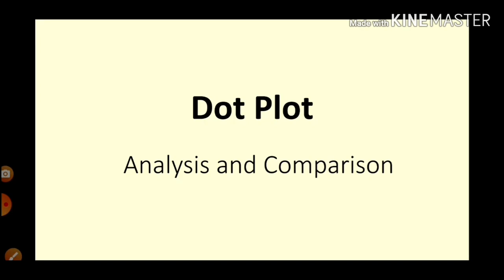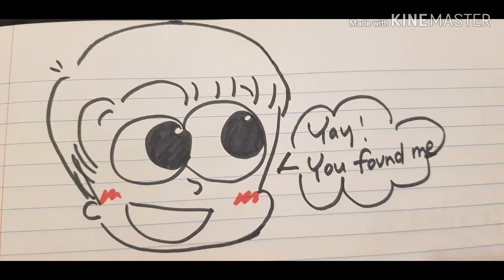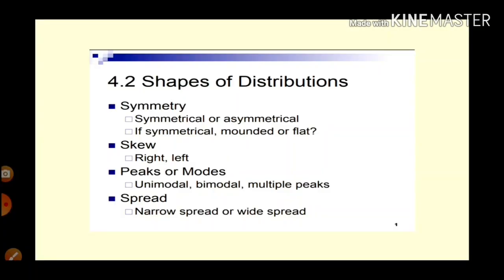Okay, today we're going to learn about the dot plot, how to analyze and compare the two dot plot data. Alright, so let's start. In this dot plot, what you need to discuss is symmetry, skewness, whether it's to the right or left, how many peaks there are, and you have to use the terms unimodal, bimodal, multiple peaks, and so on, and talk about the spread. Okay, let's have a look at what I mean by that.